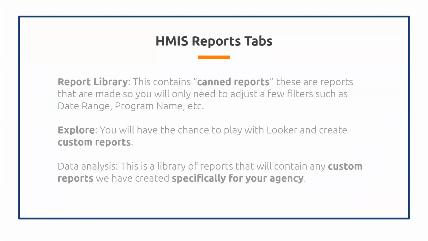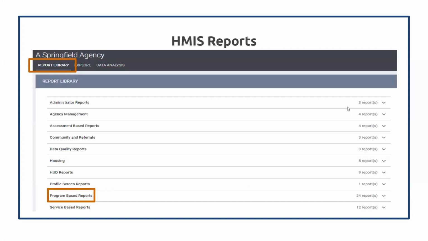The report library contains canned reports. These are reports that are made so that you only need to adjust a few filters, such as date range, report name, etc. The Explore tab will give you a chance to play with Looker and create custom reports that pertain to your agency. And for data analysis, this is a library report that will contain any custom reports that we have created specifically for your agency. But for this training, we will be focusing on using the canned reports under the program-based reports.